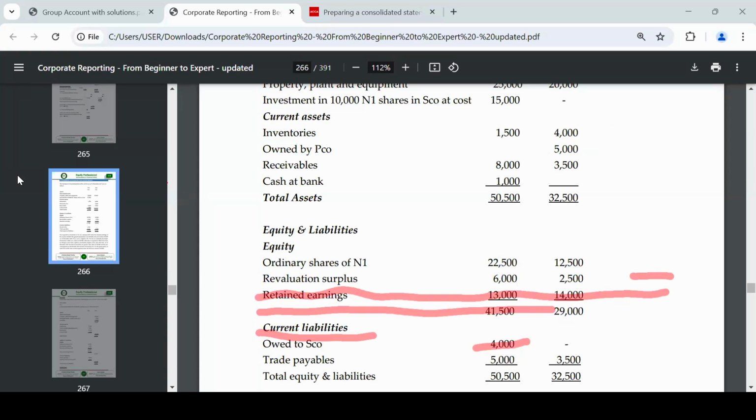You know why? The current liability means that PICO owes ESCO. The original amount was 5,000. PICO is only recognizing 4,000. You know why? Because they had made a payment of 1,000. Although in PICO's record, it is still 5,000 because they have not received the money.